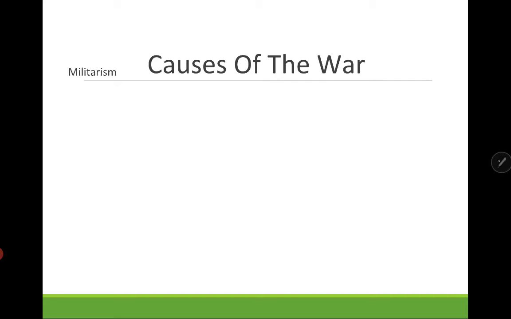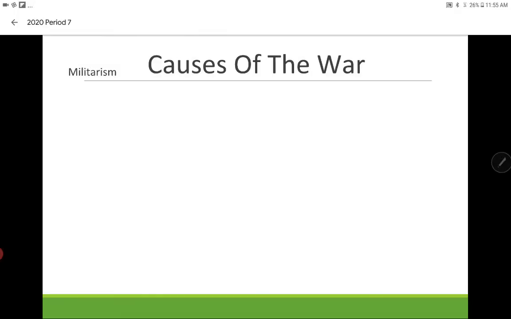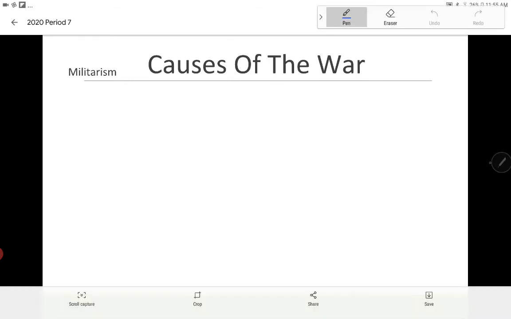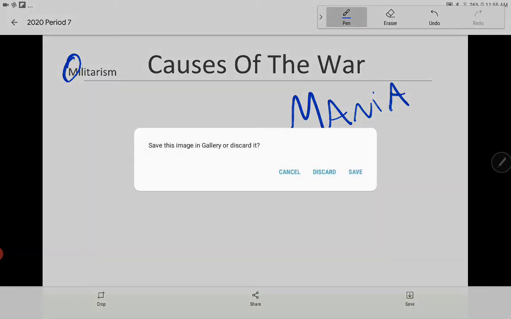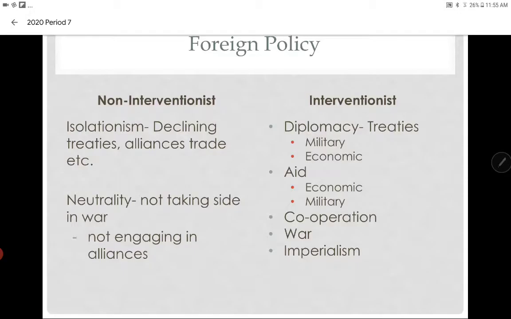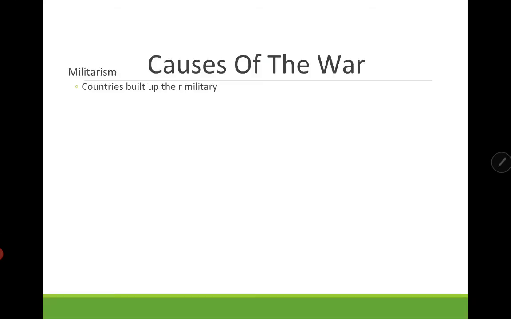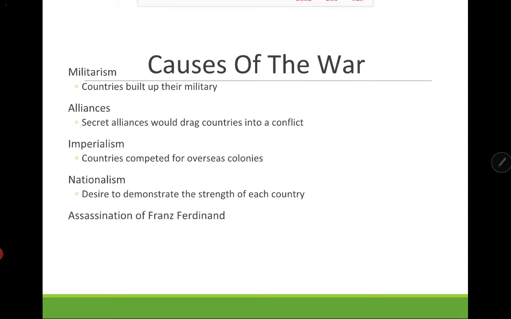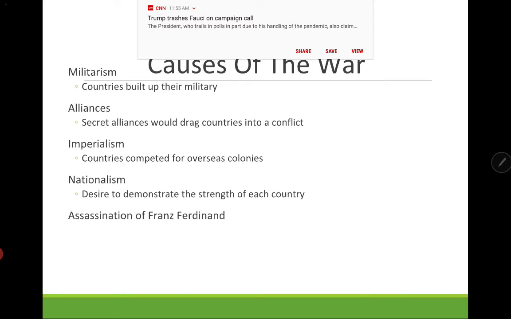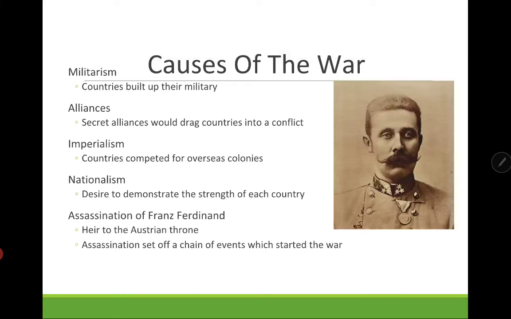this is not world history, so we don't have to concentrate on it too much, but it's what a lot of people call MANIA. The M stands for militarism. What is happening with militarization in the world is arming. We have countries that are building up their military. We have alliances, secret alliances that are dragging the country into conflict. We have imperialism. Countries are competing for overseas colonies. We have nationalism, what we call jingoism as well, which is extreme pride in each country. We have the assassination of Archduke Franz Ferdinand, and this is what sets off a chain of events.